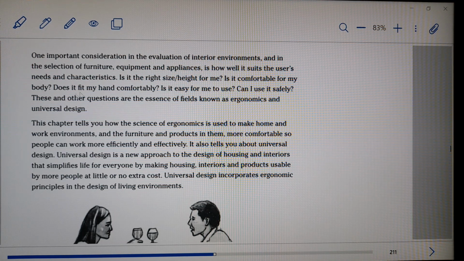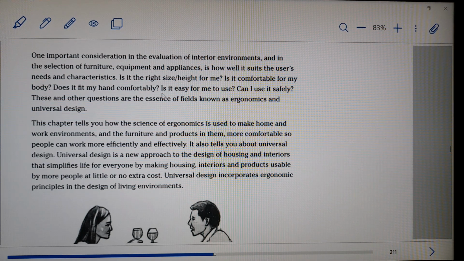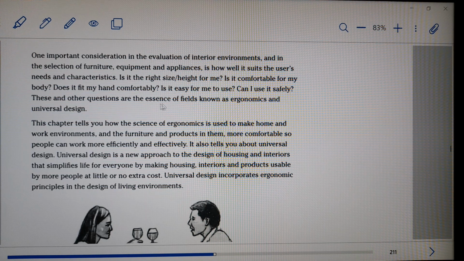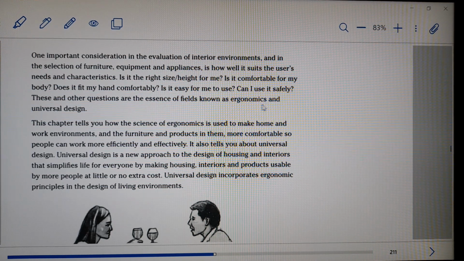Is it comfortable for my body? Does it fit my hand comfortably? Is it easy for me to use? Can I use it safely? These and other questions are the essence of the field known as ergonomics and universal design. This is what we're going to cover.